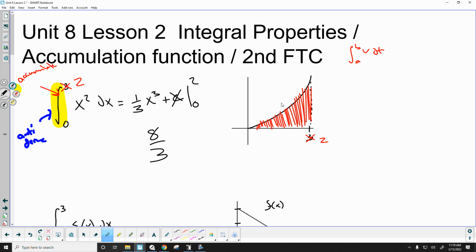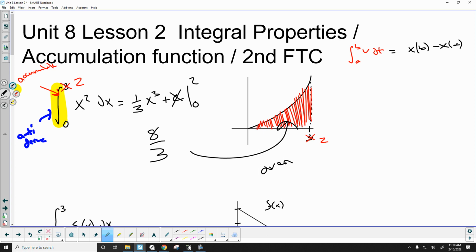Now, what does this look like in your calculator? It's the area, right? We just found areas. We found areas using antiderivatives. This was the only way mathematicians found areas before calculators came around. Cool?